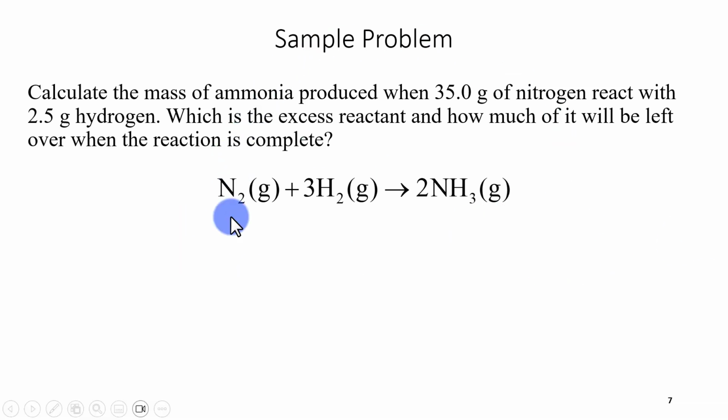Here is a problem that is very similar to the one we just did, and uses the same reaction. Calculate the mass of ammonia produced when you have 35 grams of nitrogen with 2.5 grams of hydrogen. How much ammonia are you going to make? One of these is going to run out faster. And figure out how much of the excess reactant is going to be left over when this reaction is complete. Just follow the previous problem that we just did exactly, and it will be just like it.